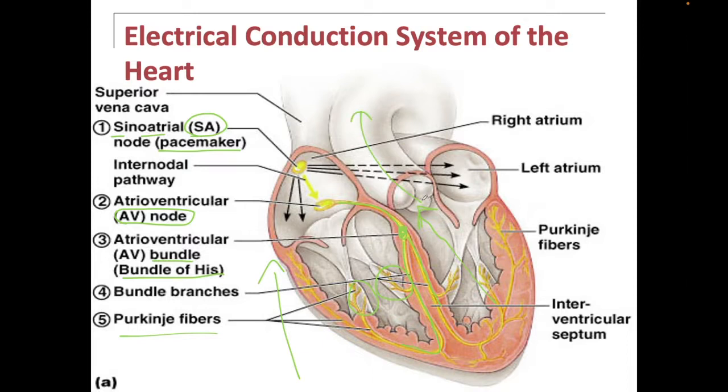Okay, so from the left ventricle, this is the aortic semilunar valve, this is the ascending aorta, the arch of the aorta, then the descending aorta.